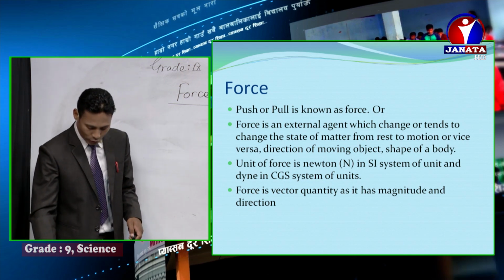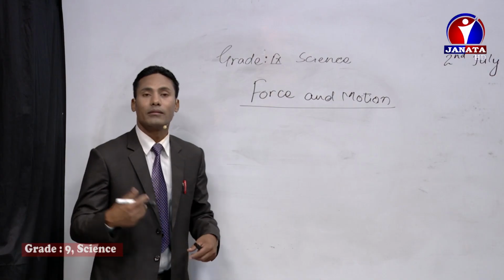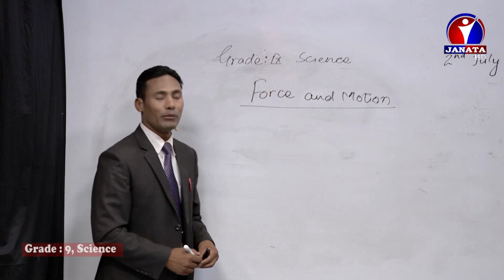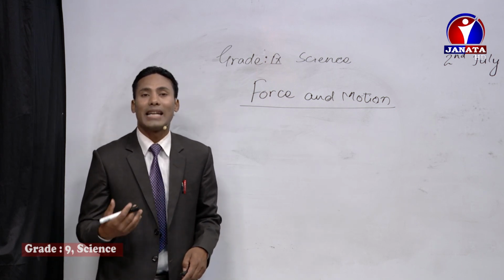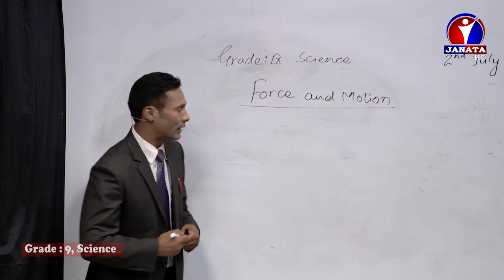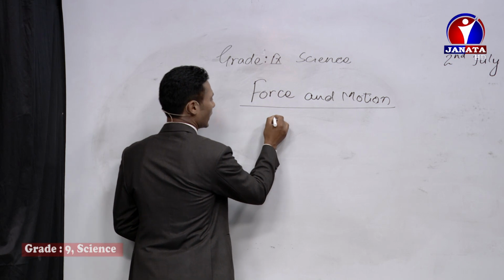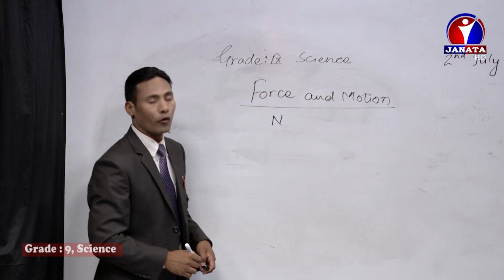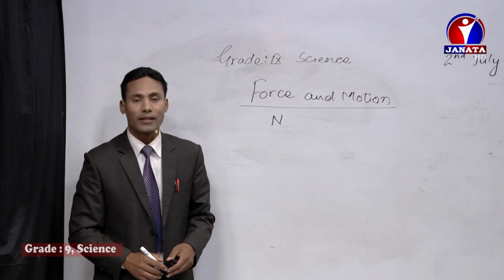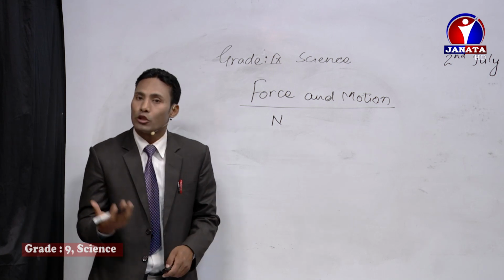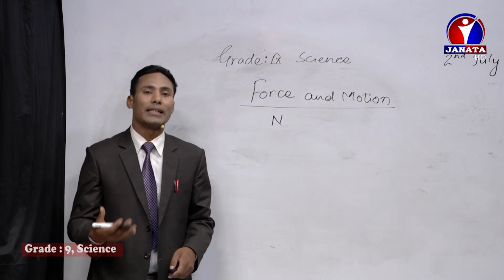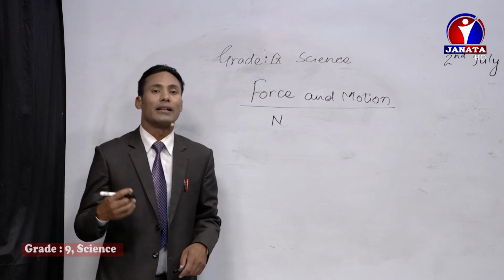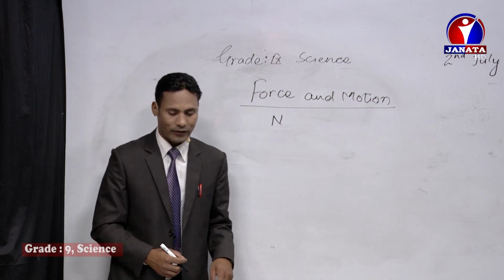That is the force. We can measure the force in the Newton, that is the SI unit of force. Similarly, we can measure it in the dyne in the CGS system of units. And the symbol for the unit of force is N, Newton, in the SI system. And force is a vector quantity, right? Because it needs the magnitude for expressing the force, as well as the direction. That's why the force is a vector quantity.